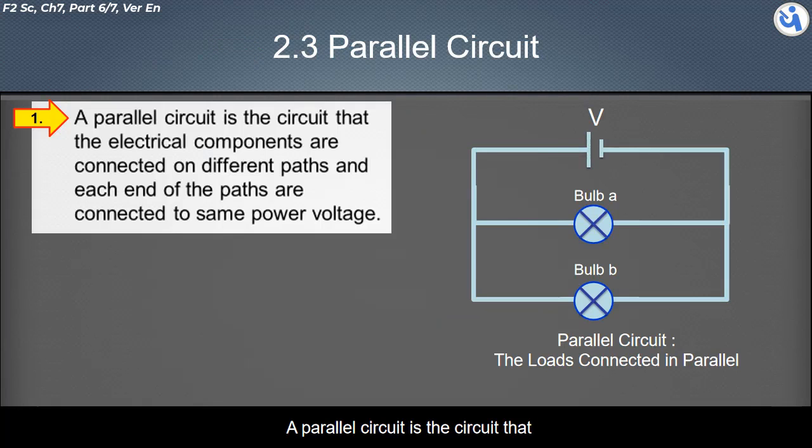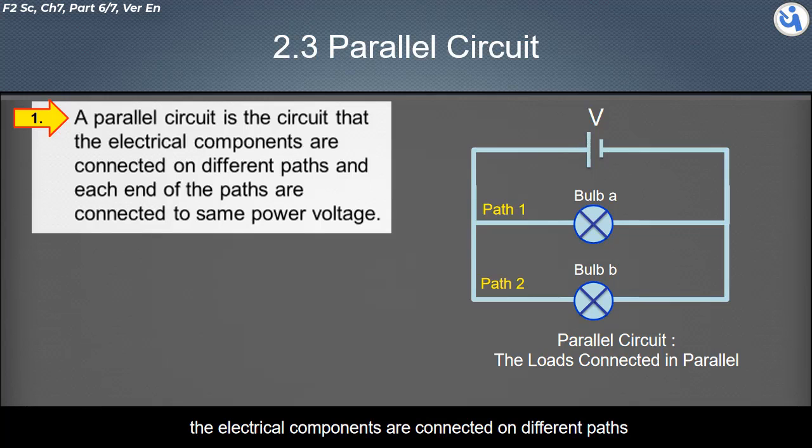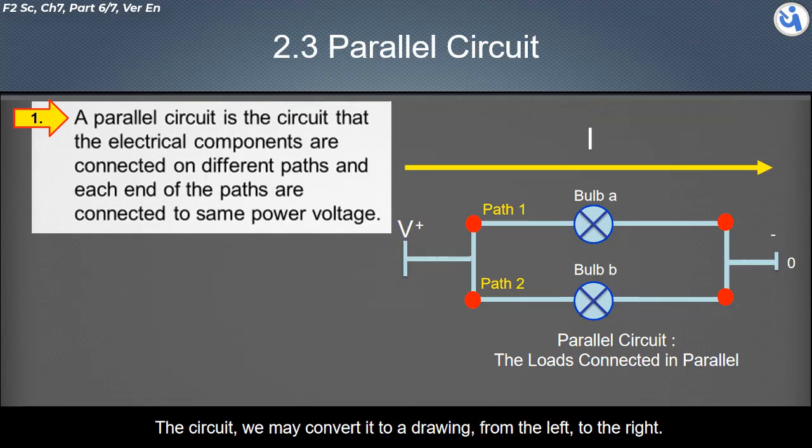A parallel circuit is a circuit in which the electrical components are connected on different paths, and each end of the paths is connected to the same power voltage. The circuit may be converted to a layout from the left to the right, so the current flows from the left to the right.